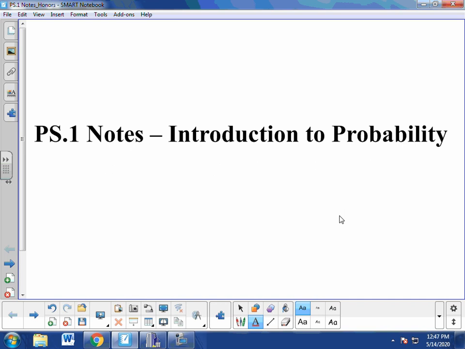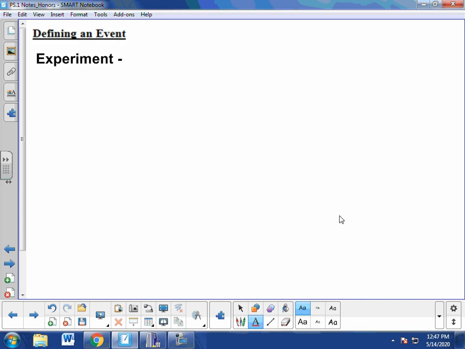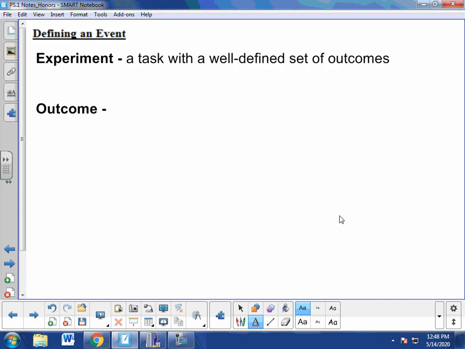So one of the things that we're going to find with probability and statistics in this unit is we're going to be faced with a lot of word problems, reading scenarios, and situations that we have to be able to read for important information. There are some key terms that we are going to rely on, and I'm going to give you some definitions here. The first one is what we call an experiment. An experiment is a task with a well-defined set of outcomes.